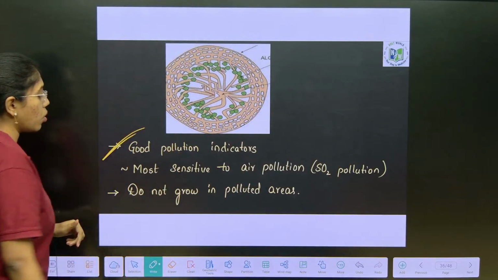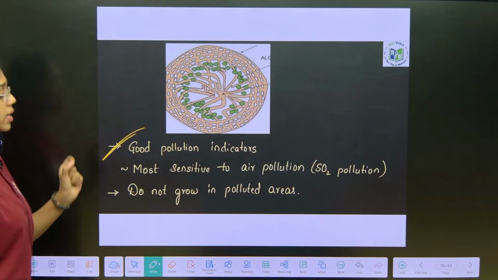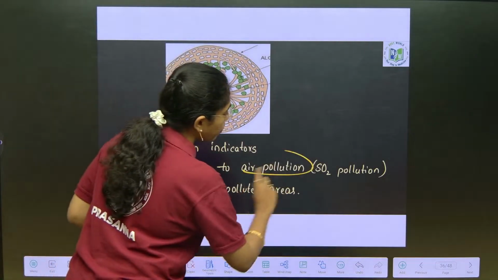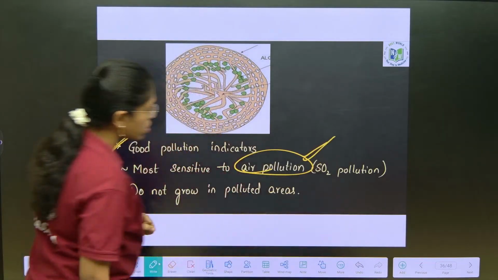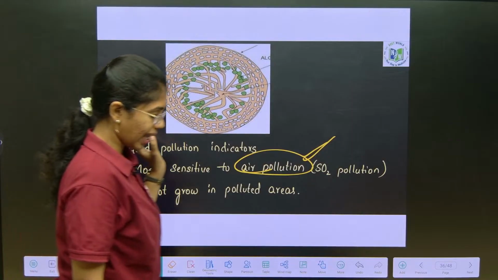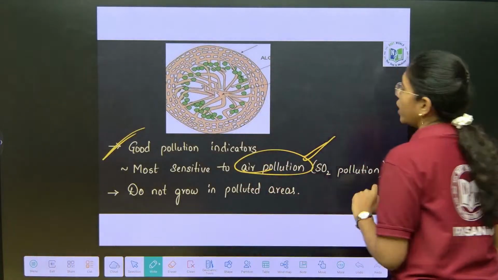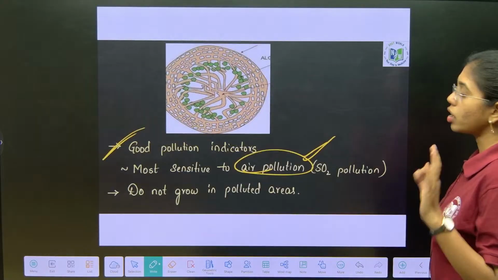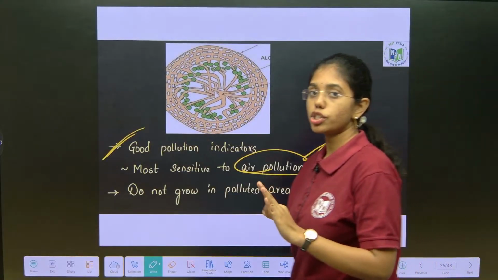Lichens play a major role as pollution indicators, and they are most sensitive to air pollution, especially sulfur dioxide pollution. They do not grow in polluted areas. With this, the complete concept of biological classification is done.